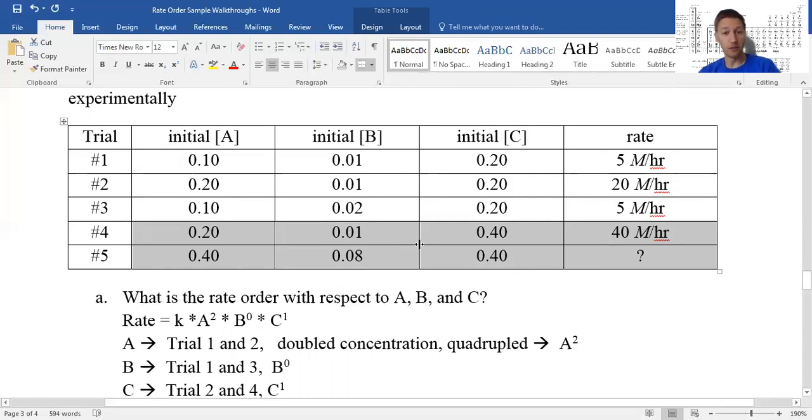We could have picked another trial. Let's compare trial 2 and 5. Again, we doubled A. When we double A, we should quadruple the rate.